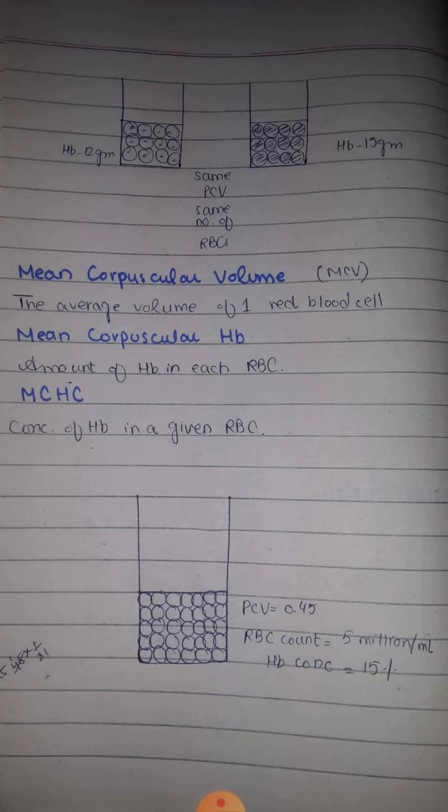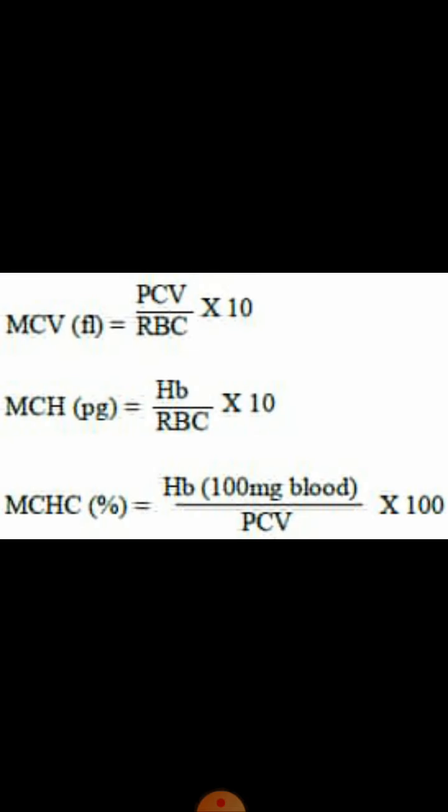Okay, next we have three important terms. Number one, we have mean corpuscular volume, then we have mean corpuscular hemoglobin, and then we have mean corpuscular hemoglobin concentration. Now, what is the mean corpuscular volume?